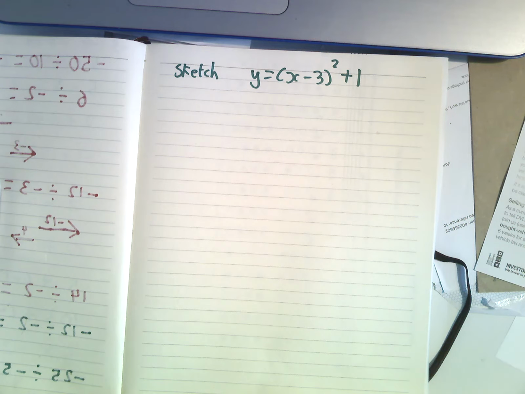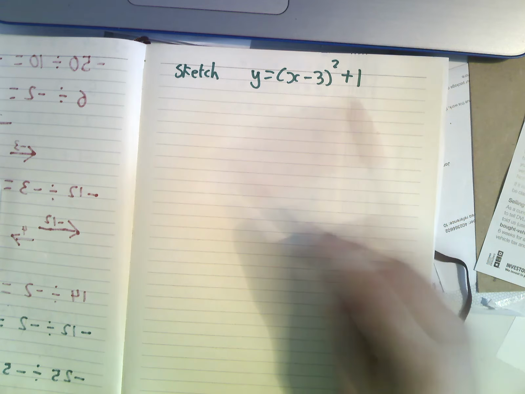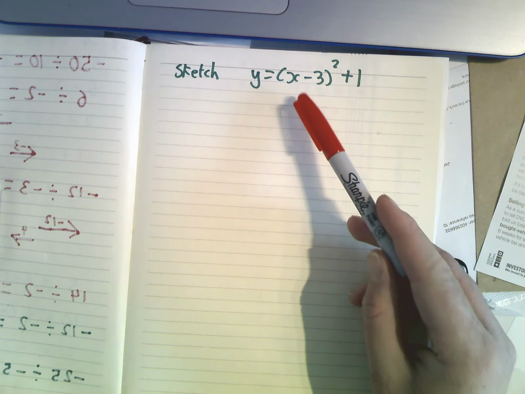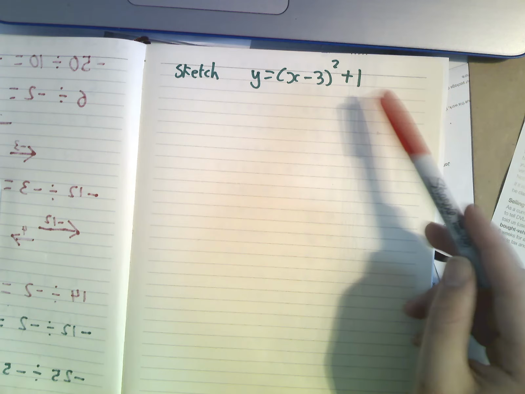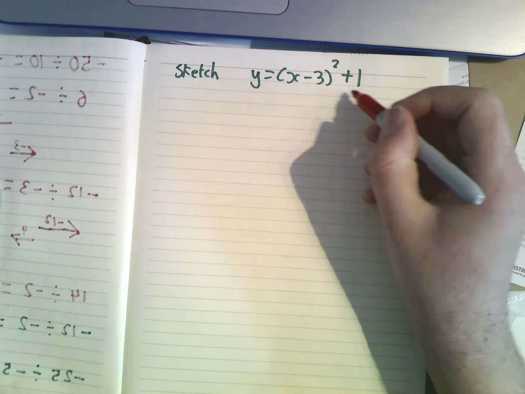Right, okay. So last week we looked at sketching graphs in the form y equals ax squared plus bx plus c. And now we're going to look at a slightly different kind of question where we're asked to sketch this graph. So this graph is y equals (x minus 3) squared plus 1. And you'll notice this is in a different form. This is actually in the completed square form.